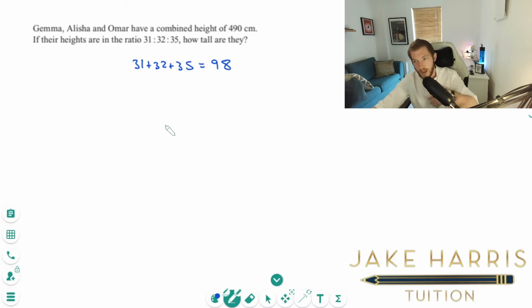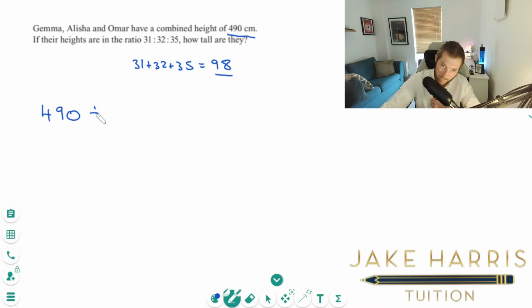And remember what we did before. In each example, we simply were dividing the total by the number of boxes. And that's what we're going to do here. So I'm going to do 490 divided by 98, which I'm pretty sure is 5. And that's telling us each of our imaginary boxes is worth 5. Each individual unit of the ratio is worth 5. So then to work out how the height is shared out, I simply multiply the number that we've just got by each part of the ratio.